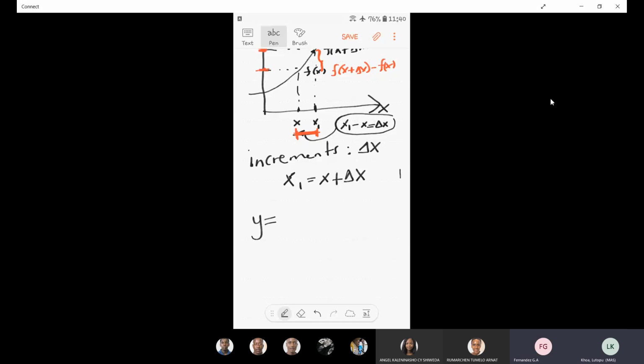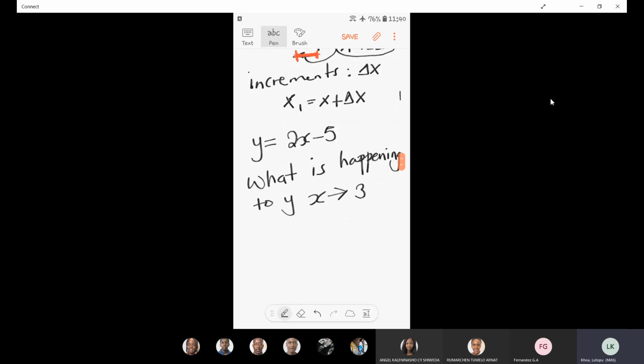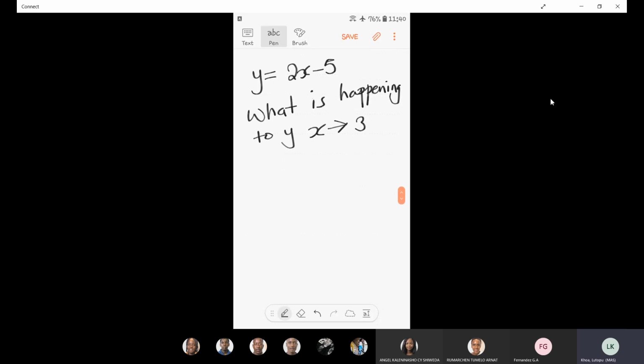Okay, let's say I tell you that y is equal to 2x minus 5. Okay, that is the value of y. Now I'm interested in finding out what is happening to y when x goes to 3. For that you can easily draw a table, pick values that are close to x, and then substitute them into your equation, and then see what is happening to y.